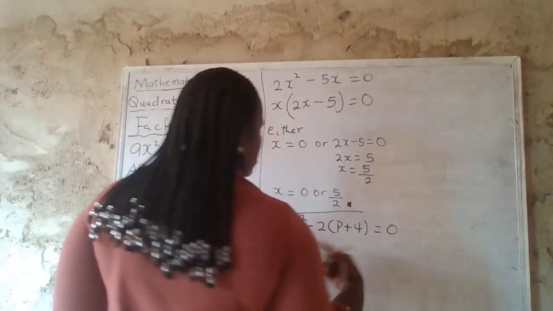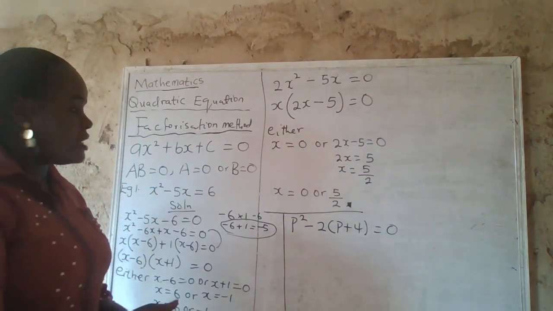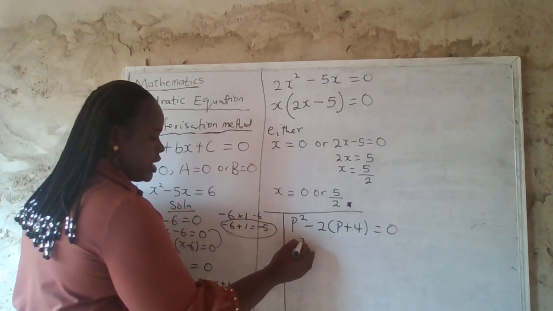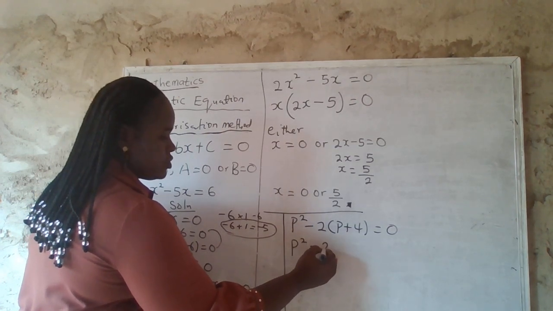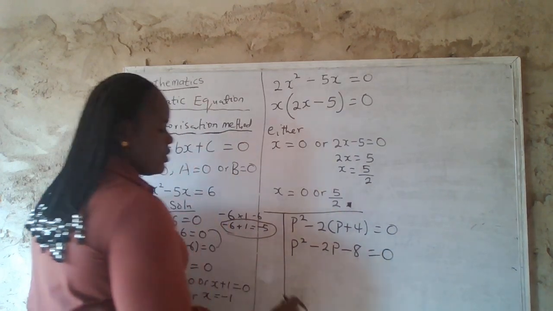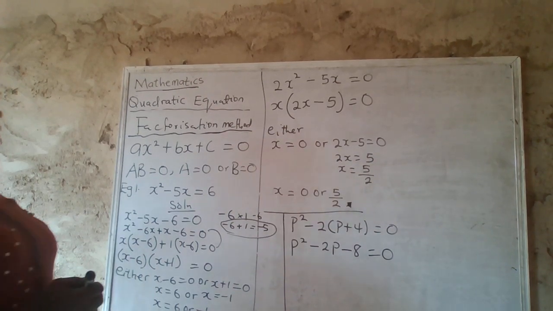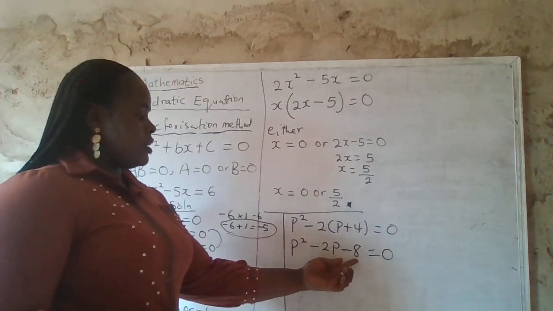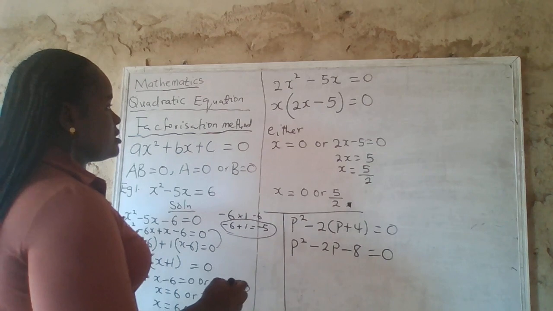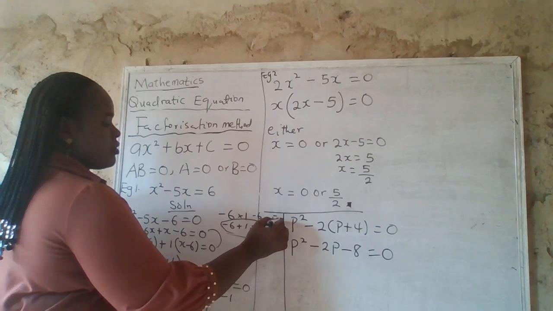Now, having this, it is important, like I said, to always try to have this as the general form. Having this as the general form, we have p squared minus 2p minus 8 equals 0. Now again, we are having this first type where we have to look for two numbers that multiply to give us minus 8, such that when we add them, we have minus 2. This is example 3, this is example 2.